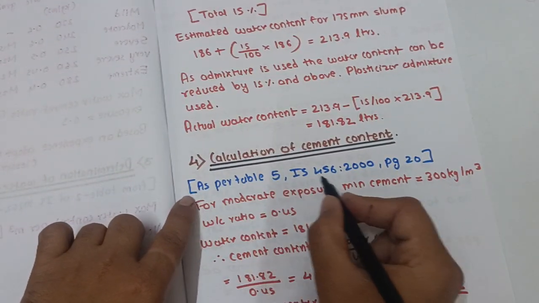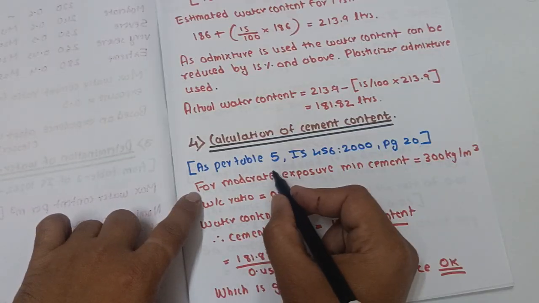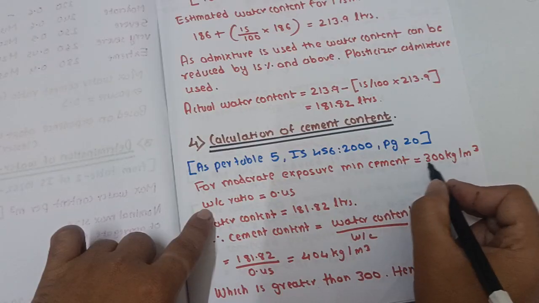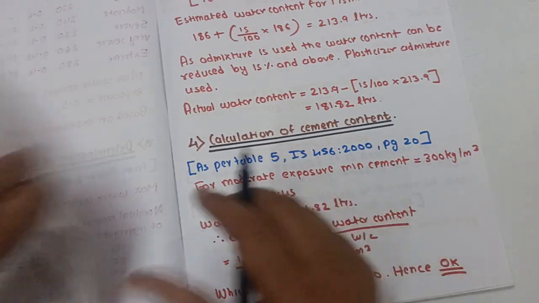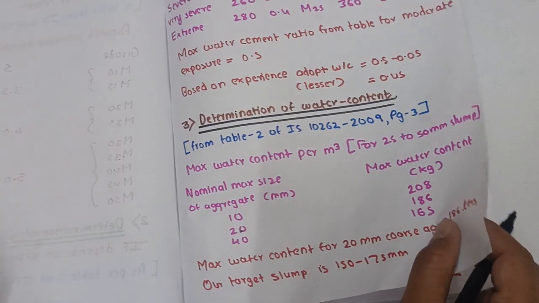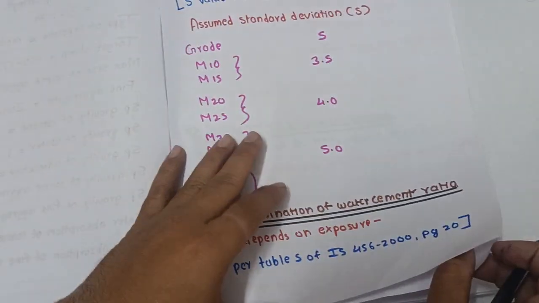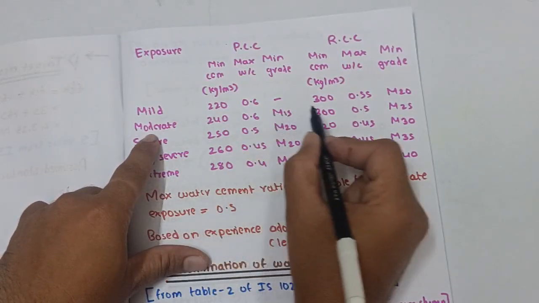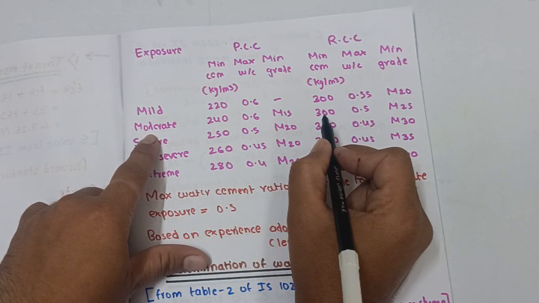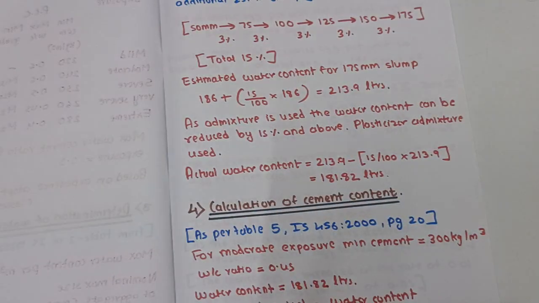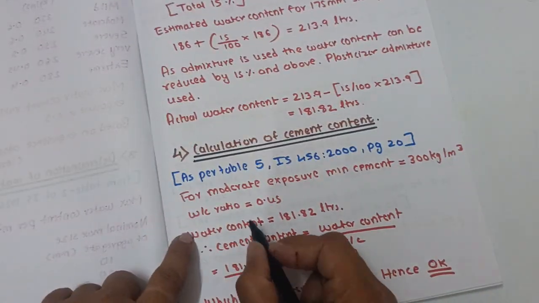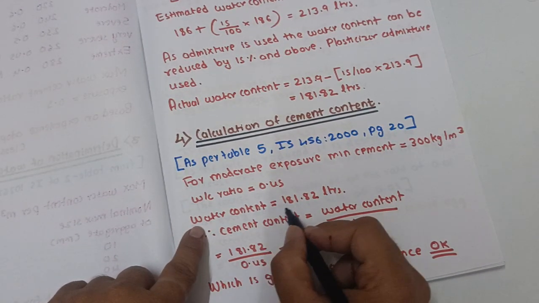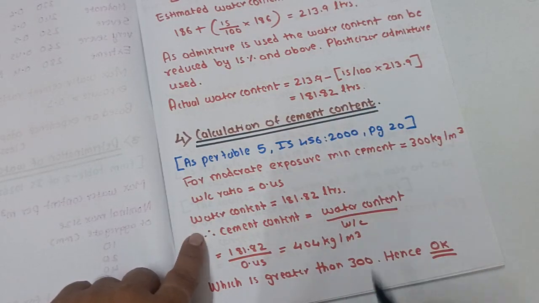Fourth is calculation of cement content. As per table 5 of IS 456 2000, page 20, for moderate exposure, minimum cement is 300 kg per meter cube. Where do you get it? Here. For moderate conditions, minimum cement is 300 kg per meter cube. Water cement ratio is 0.45, as we have calculated before. Water content is 181.82 liters, we have calculated here.